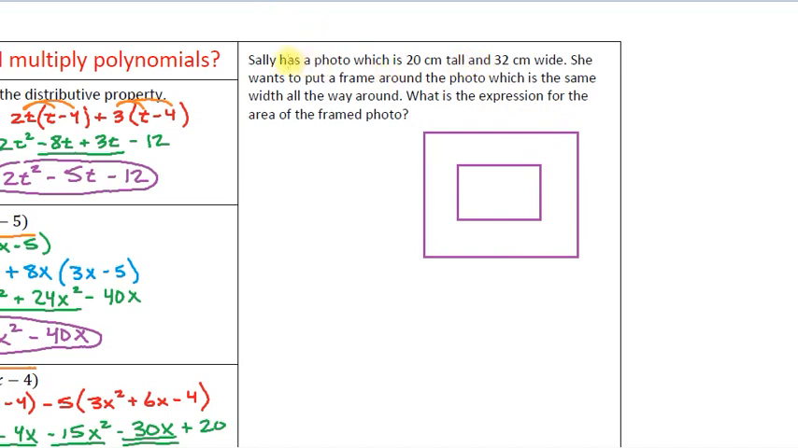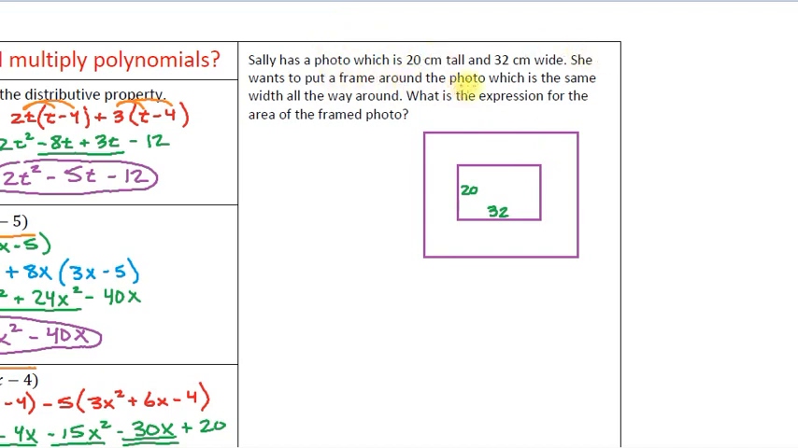Let's label some things. The photo itself is 20 centimeters tall and 32 centimeters wide. Now, to make this diagram a little more readable, I'm going to write those dimensions on the inside of the photo. So for our photo here, let's say this is 32, and I'm not going to write centimeters because everything we're doing is going to be in centimeters. And I'm going to say that the height of this one, or how tall it is, is 20. So there's our dimensions of our photo. So we've covered this part.